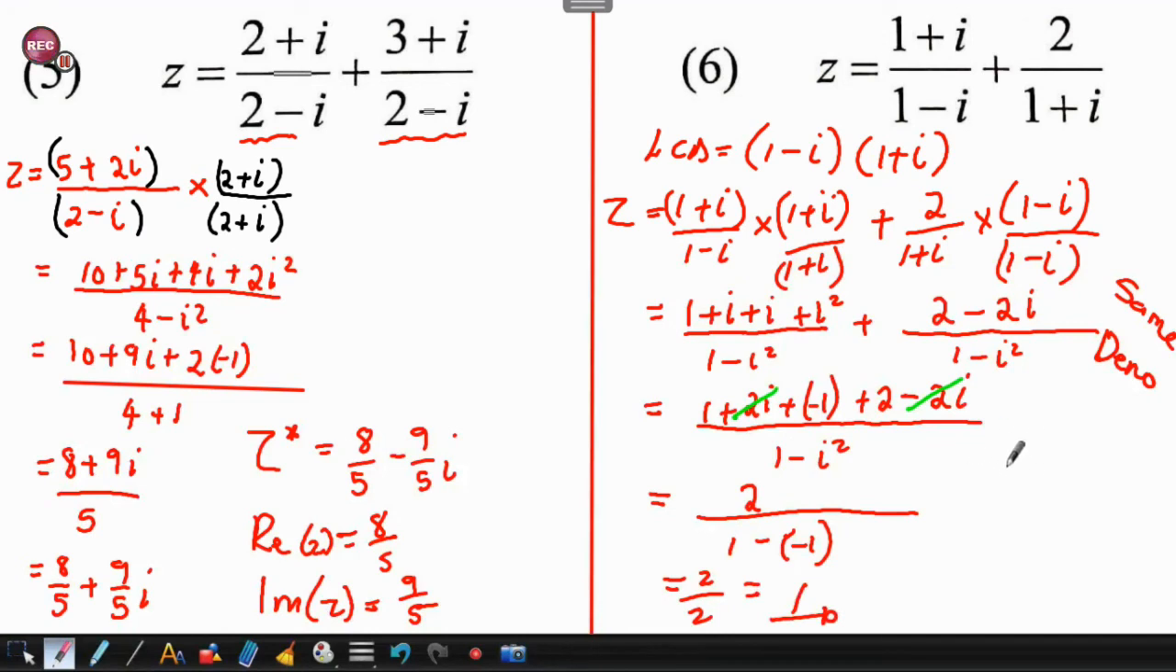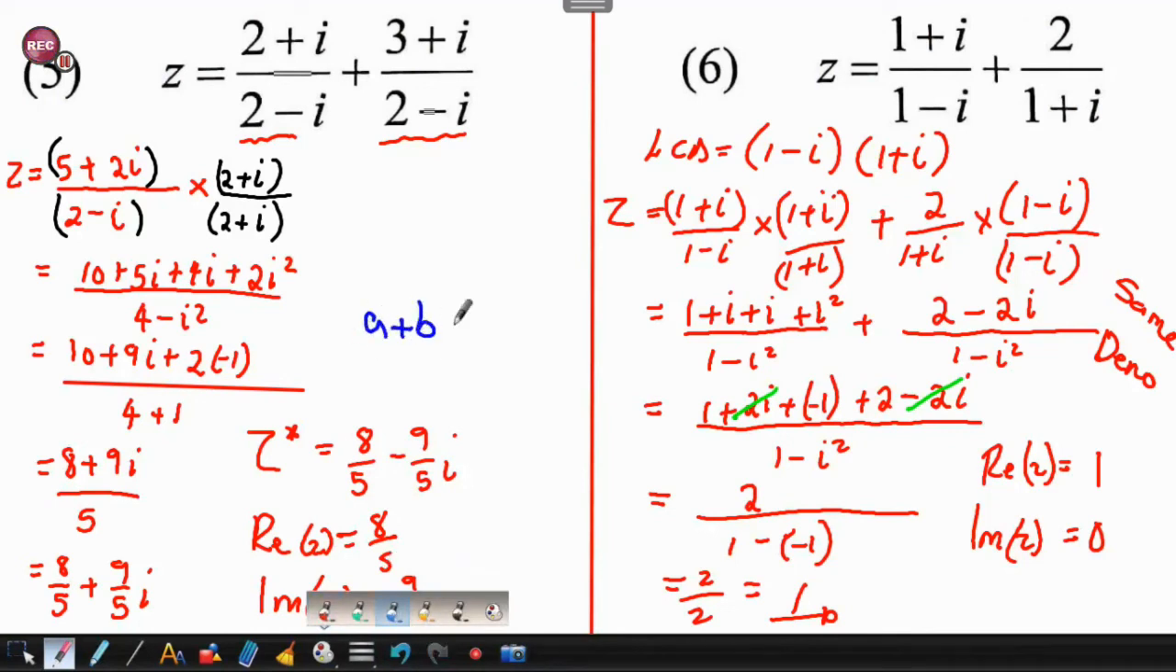We're not done. They asked what the real part is. The real part is 1. What is the imaginary part? The imaginary part is 0. Because this number, guys, can be written in the form a plus bi, so this will just be 1 plus 0i. That's why we're saying the imaginary part is 0 and the real part is 1.